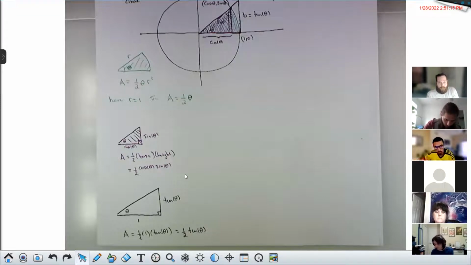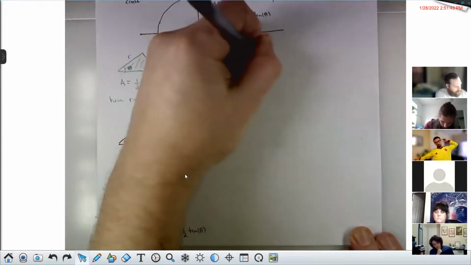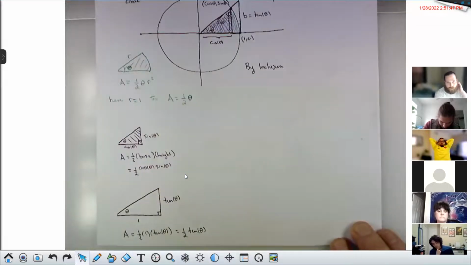The nice thing about these shapes is that one fits inside the next, fits inside the next. The purple fits inside the green, and the green fits inside the big triangle. Which means that of these three, the purple must be the smallest. The way this is described is by inclusion. Right, one being included in the other.